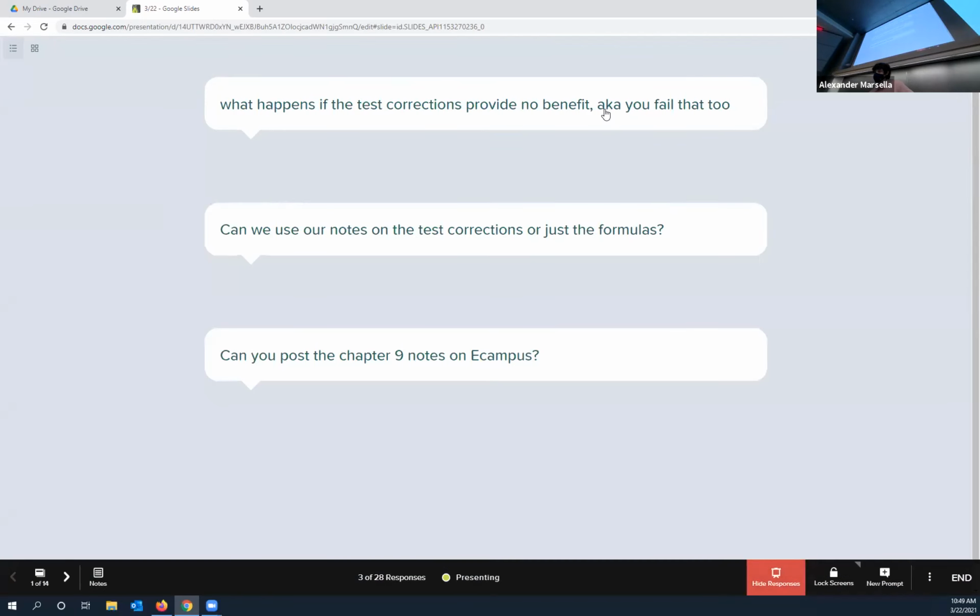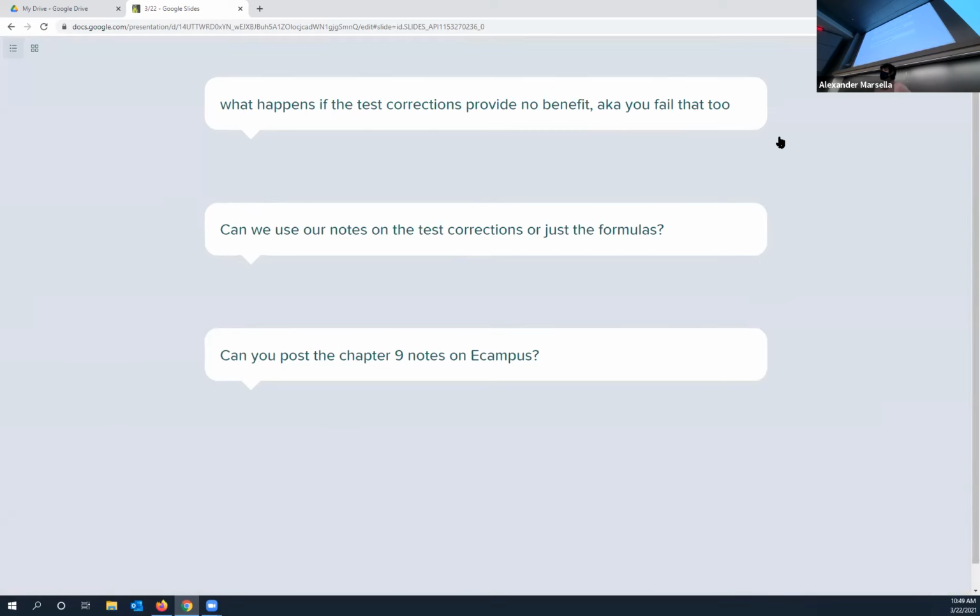What happens if the test corrections provide no benefit, aka you fail it? Well, I noticed that somebody already got a 0 and I just exempted their grade so they could try again. Because folks, I want everybody to pass. I'm really trying to give as many olive branches as possible. And this is why the quiz is only worth 10%. This is why the homework is so easy.